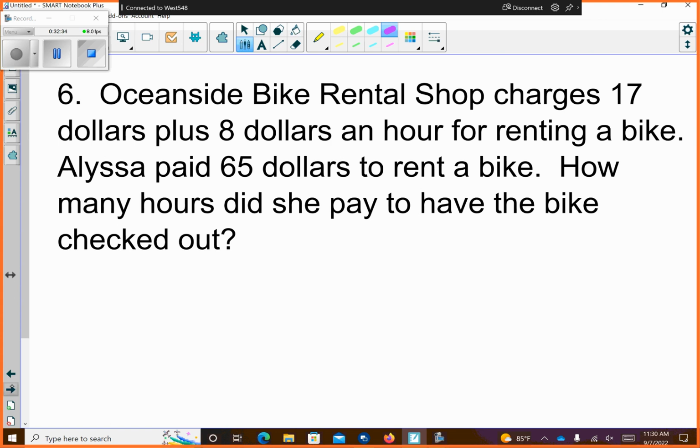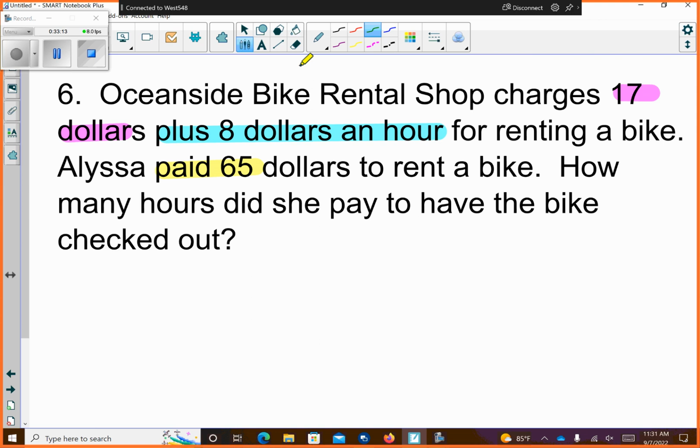So things that aren't really that important mathematically is Oceanside Bike Rental Shop. Okay, it doesn't really matter. But they charge 17 plus $8 an hour. Okay, so there's an initial fee of $17. You go into the bike shop saying, hey, I want to rent a bike. They say, great, it's $17. And then for every hour that you're out riding the bicycle around, we're going to charge you an extra $8. Okay? She paid $65 total. We want to know how many hours she was out on this bicycle.